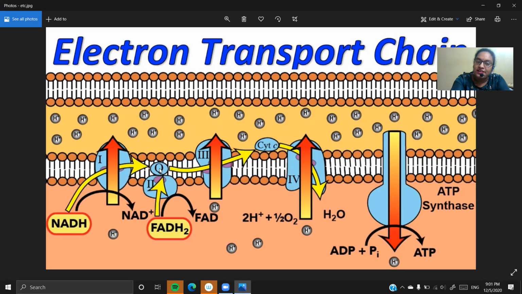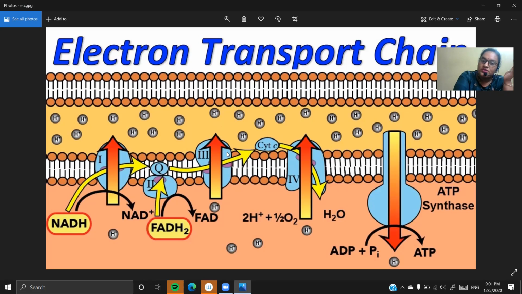From coenzyme Q, the electrons go on. As you can see, FADH2, that is complex 2, has higher affinity towards this. It gets approached over here. Now what happens is the electrons are being pumped into complex 2, but this does not actually pump the protons; it pumps the electrons to coenzyme Q. The electrons from coenzyme Q are passed to complex number 3, where we can see that the energy is used for pumping the protons from the stroma into the intermembrane space.